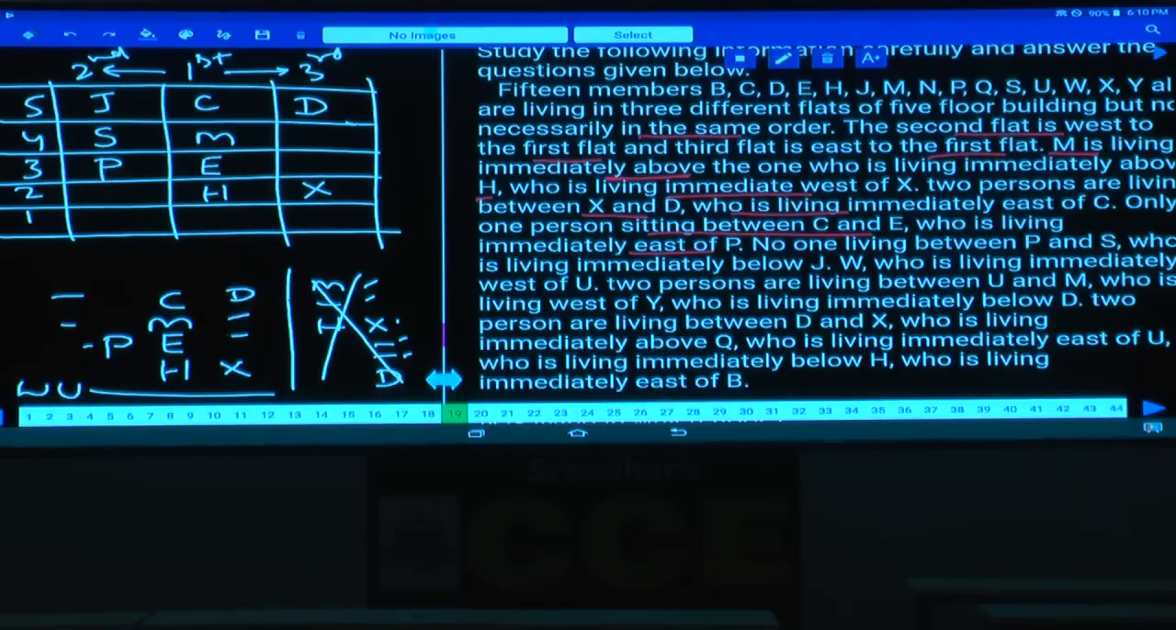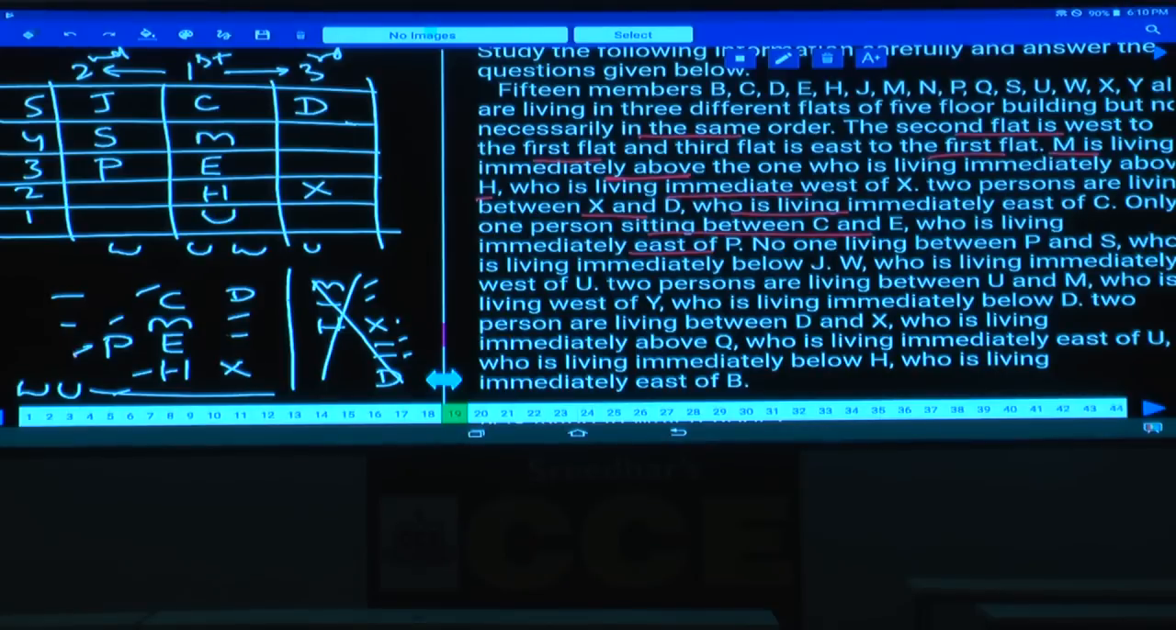If W is in the first floor, this is first floor, second, third, 4 and 5. What is the assumption we have taken? C and D at the fifth floor is true, isn't it? Now W and U can be like this, or W and U can be like this. There are two possibilities for this W and U. And W who is living immediately west of U, two persons are living between U and M. As two persons are in between U and M, U is fixed.